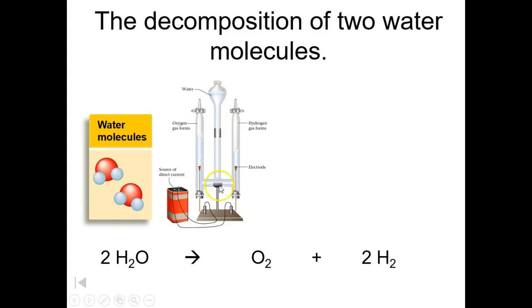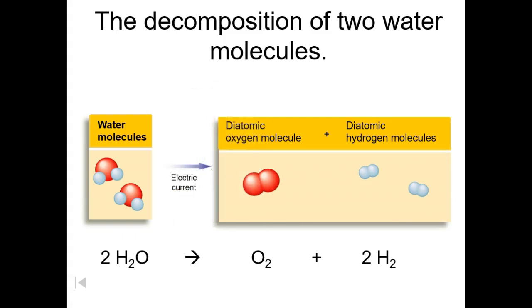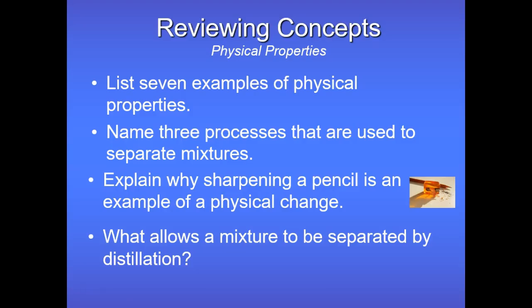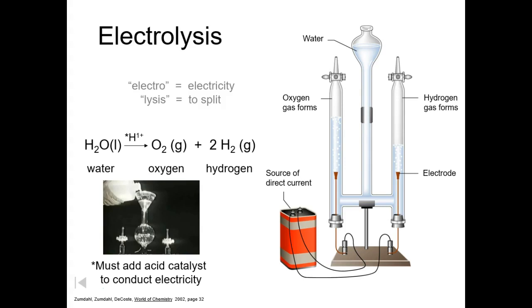It separates the two oxygens and hydrogens, because remember, electrical current has a positive and negative, so does the oxygen and the hydrogen. These are diatomic molecules. That's why when I said if they have the same color in the little diagrams, they're going to be elements, because here's your oxygen and here is your hydrogen. This is called electrolysis because we use electricity to split the molecules. And you must have an acid catalyst to conduct electricity.